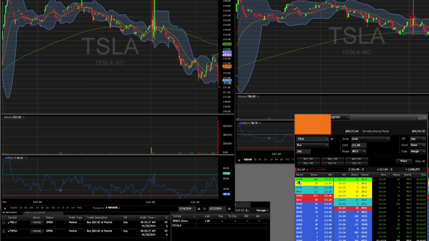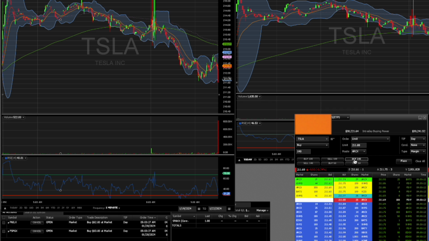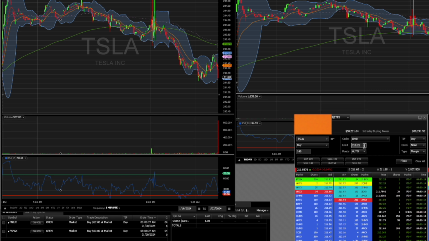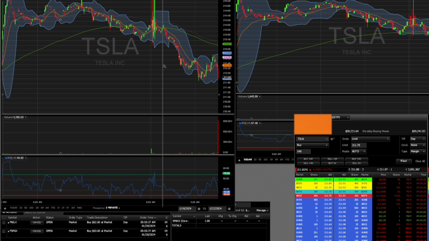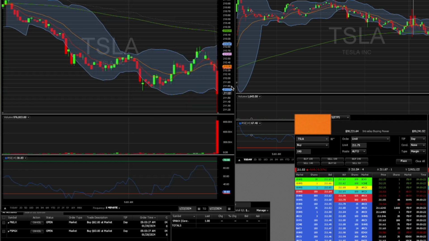All right, so it's 9:30, as you can see on the bell. So we're looking for that bounce. As you can see, it's moving really quick. Look at us, 211 back up to 210. Let's try to zoom in a little bit just so we can get a better view here.